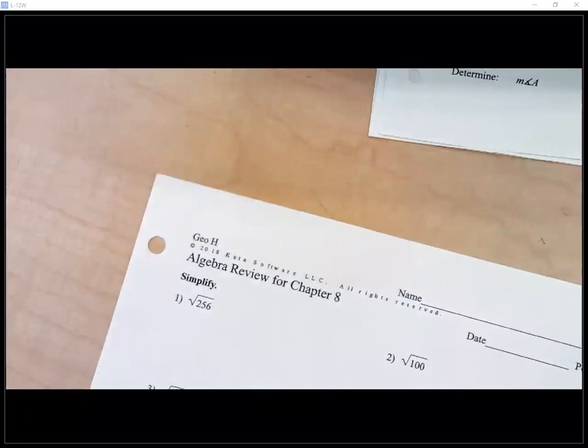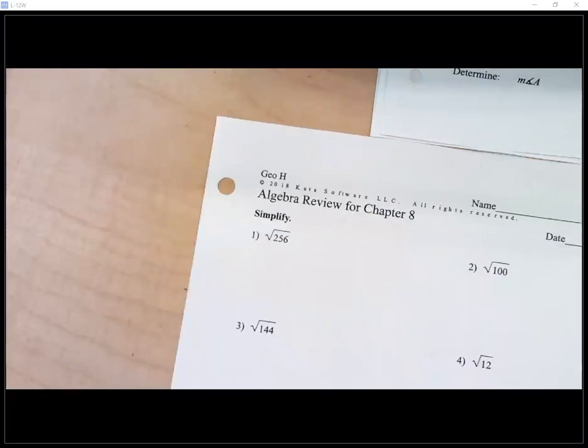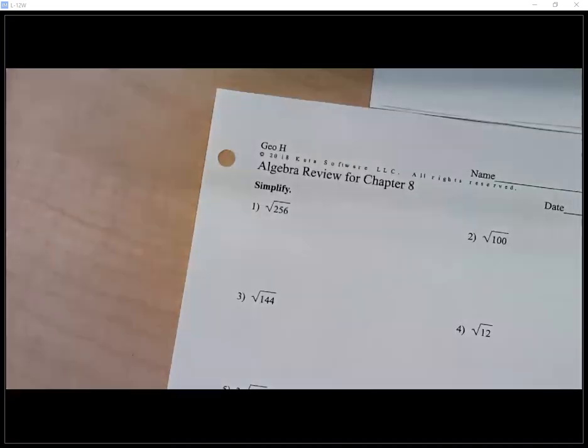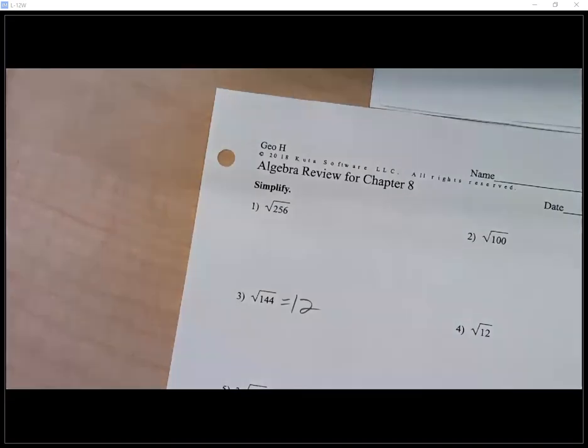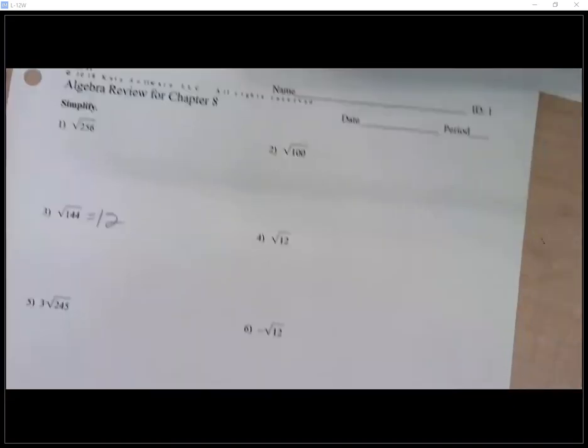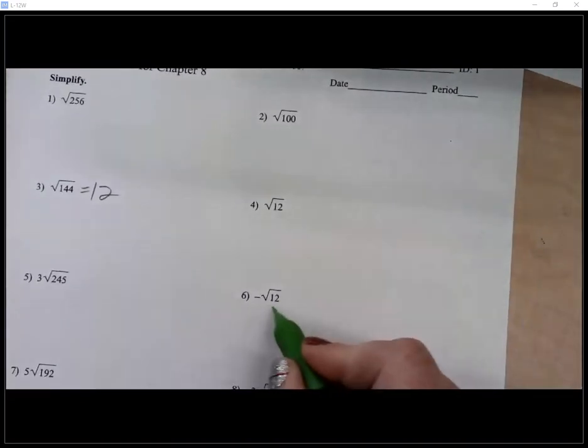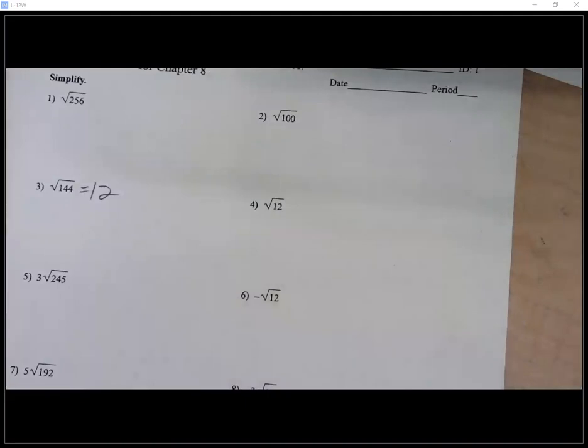So real quick, number 3, we get lucky because that is a perfect square, right? So the answer to that is just 12. Okay, good. Now, number 6, fine. So 6, now 12 is not a perfect square, right? So I'm not just going to grab my calculator and turn it into a decimal, I'm going to simplify that radical.